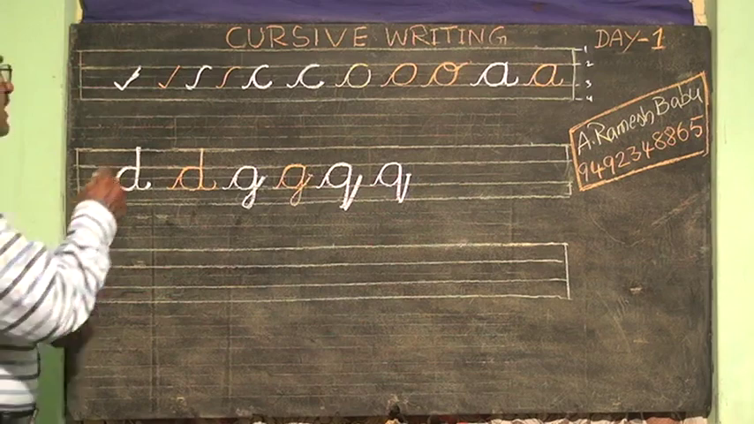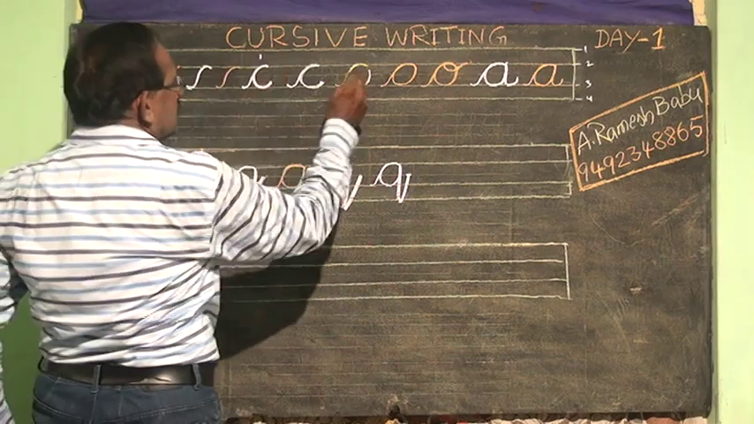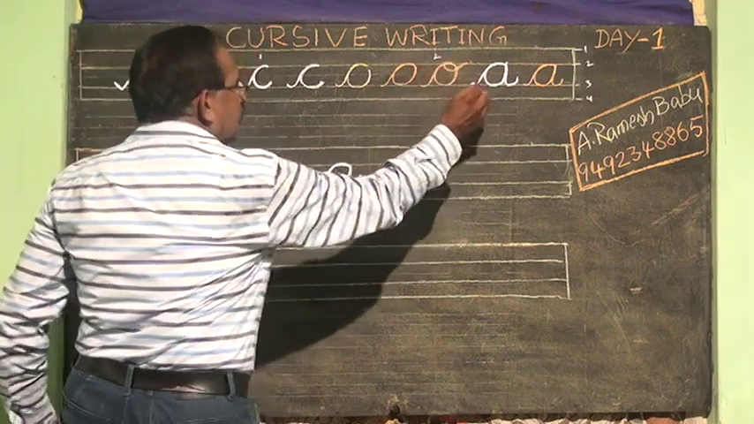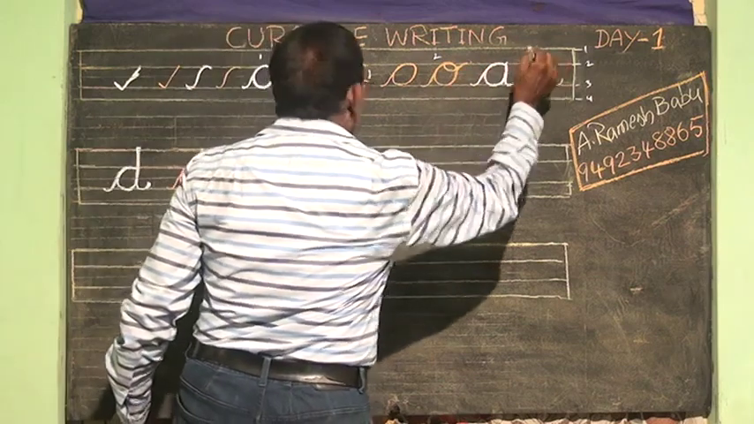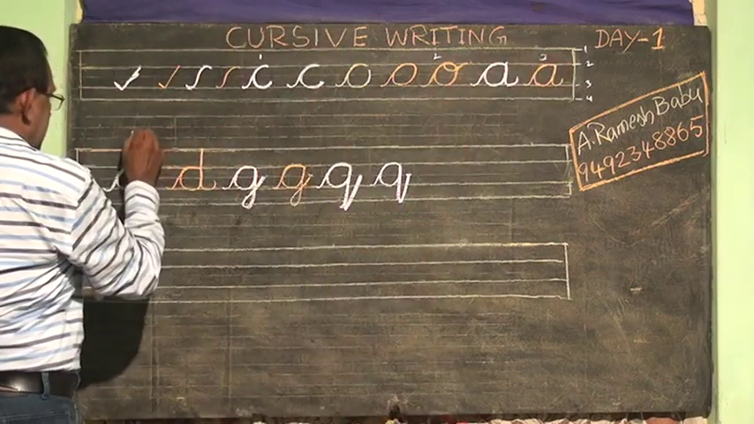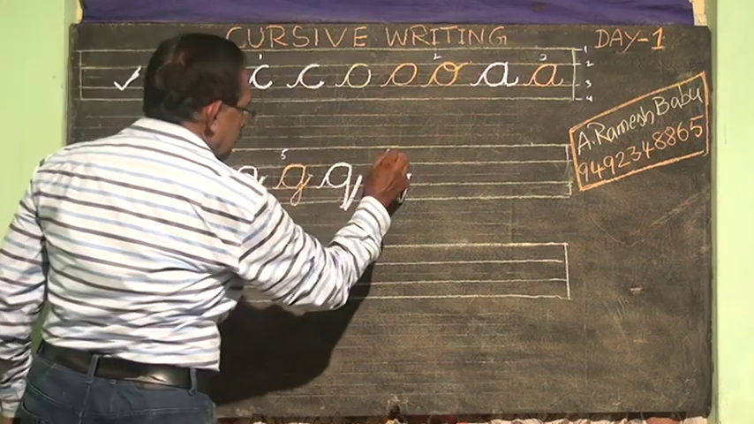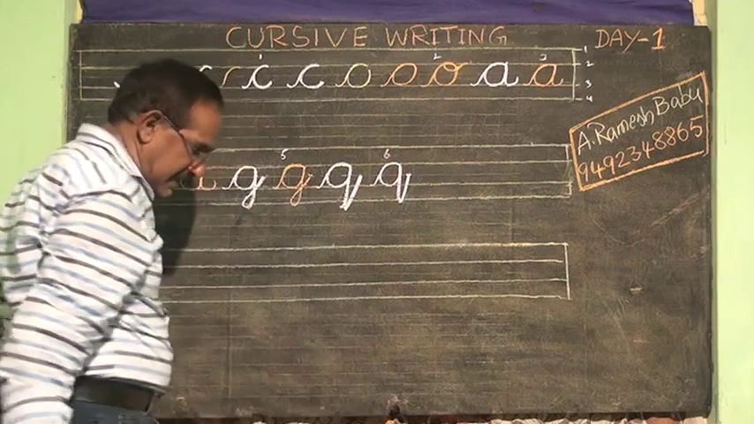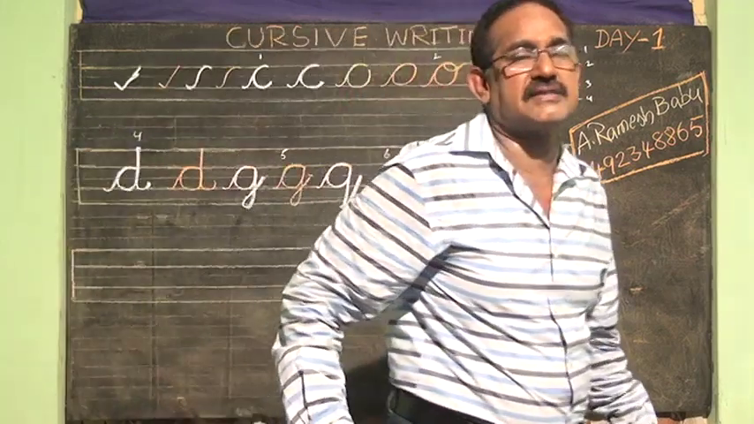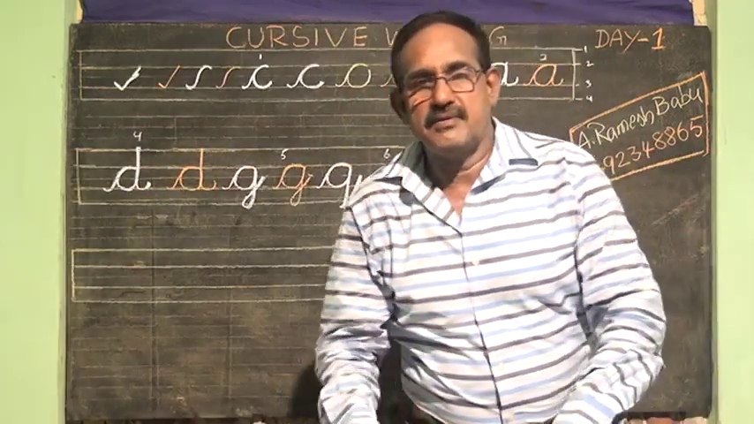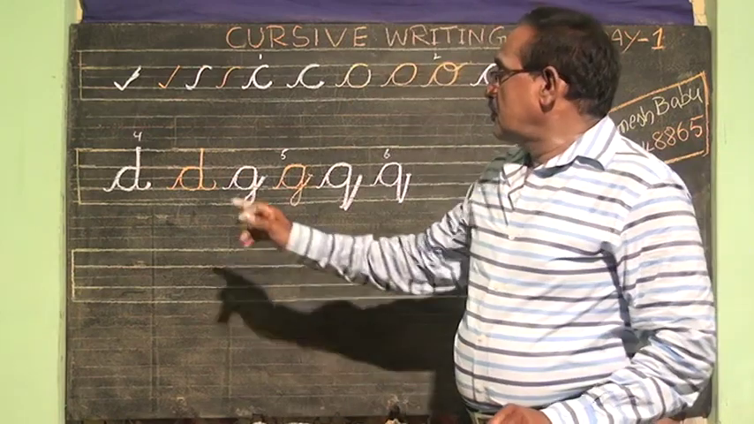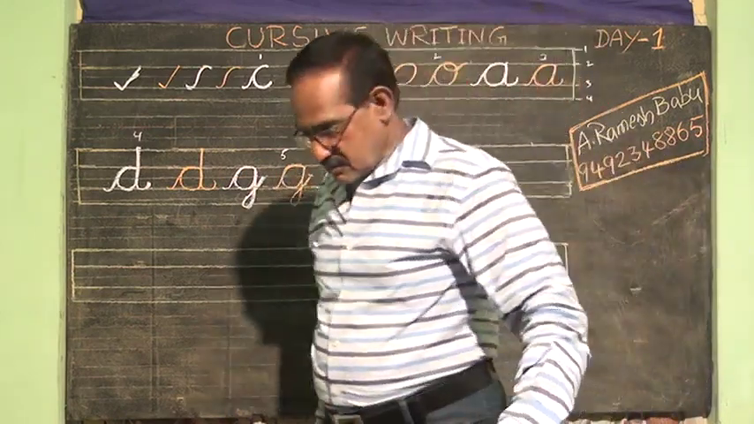Starting from C, C already over. Second one O. Third one A. Fourth one D. Fifth one G. Sixth one Q. So these are the circle and semicircle letters in the alphabet. These letters should be written in this way.